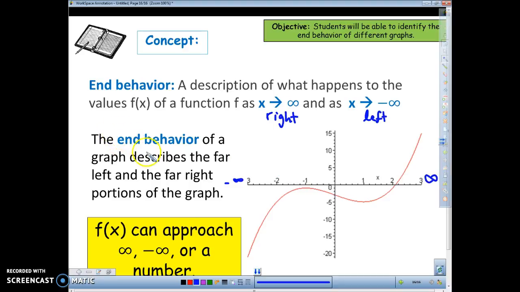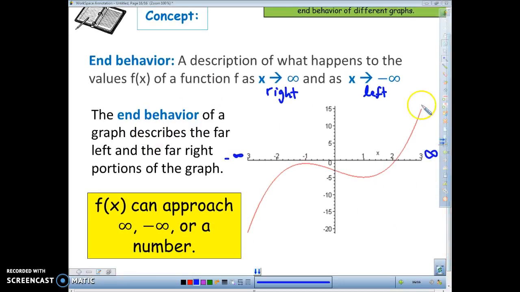So what happens to my graph as the graph goes to the left and as it goes to the right? And generally what you're going to have is it's the three cases. You have three cases here, which I would actually like you to add in below the graph. We have three cases here.